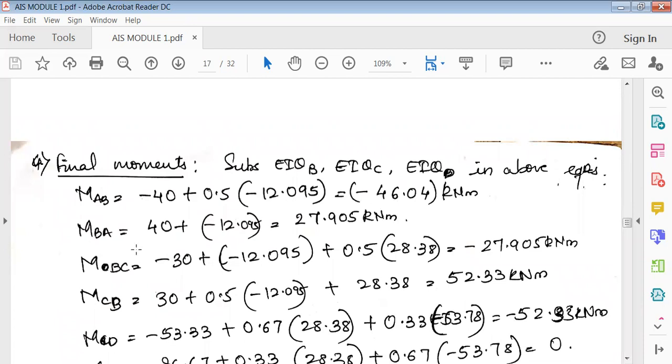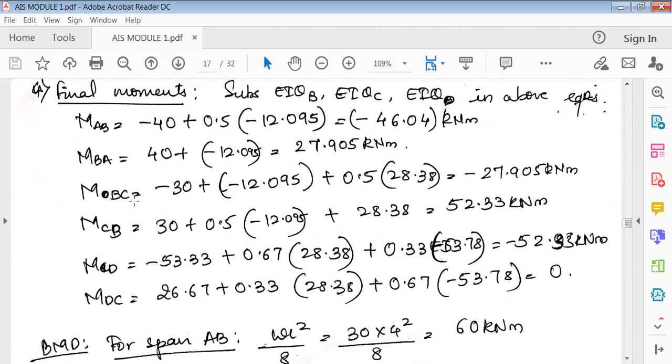Okay. Similarly, MBA, again, substitute all the values in equation number 2. Slope deflection equation number 2. So it is plus 40 plus, again, so it is only EI theta B. So substitute the value, you'll get this. Next, MBC. So MBC minus 30 plus, it has both here, EI theta B value as well as EI theta C value. So substitute both of this and then you'll get minus.